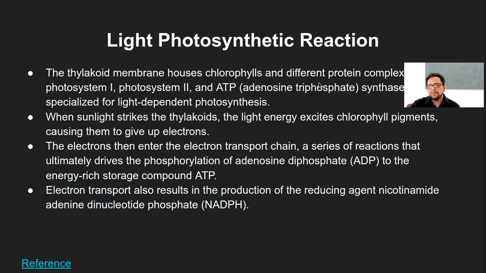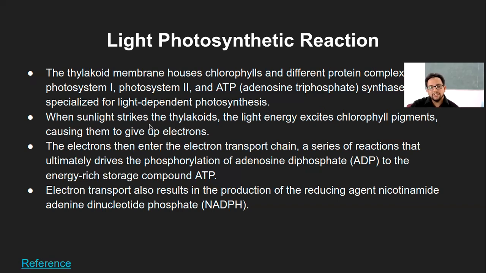So these are the different protein complexes which are present in the thylakoid membrane, and which are specialized for light dependent photosynthesis. All these chlorophyll pigments as well as the different protein complexes are specialized for light dependent photosynthesis. Light dependent means that the photosynthetic reaction is dependent on solar light or light energy, in short. So now what exactly happens there?